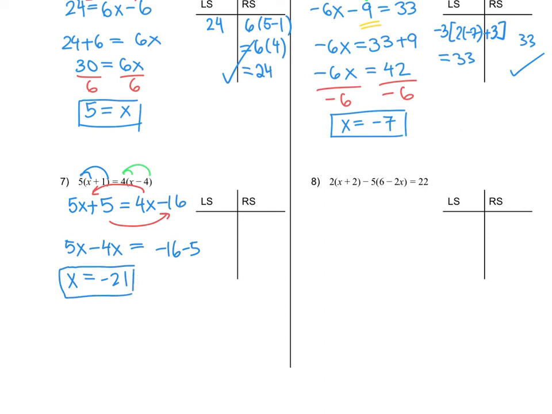Okay, my left side, right side check is going to be a little bit more involved. So I have 5 and then negative 21 plus 1, which again, 5 bracket negative 21 plus 1 in my calculator gives me negative 100. And on the right side, 4 times negative 21 minus 4, that becomes 4 times negative 25, which is also negative 100. So perfect.